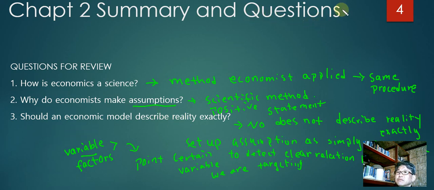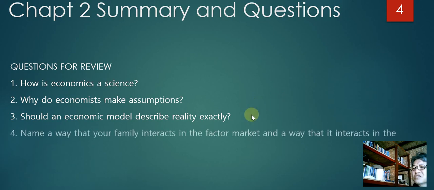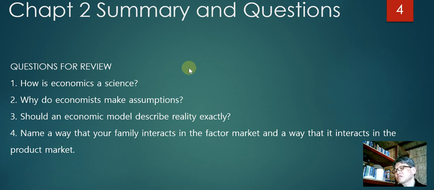Then I will delete this one too. Let me delete all of this, and then the next question. Next question, number 4: name a way that your family interacts in the factor market and a way that it interacts in the product market. We have the circular model.